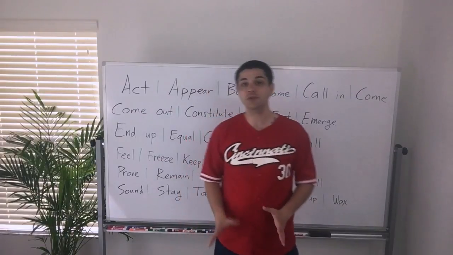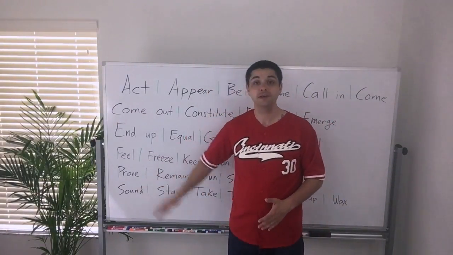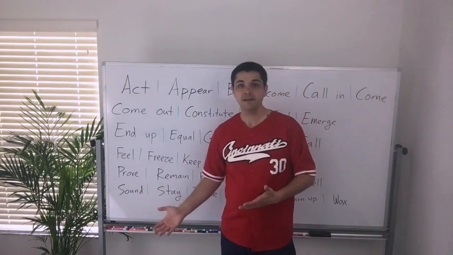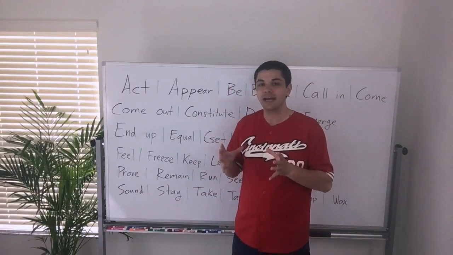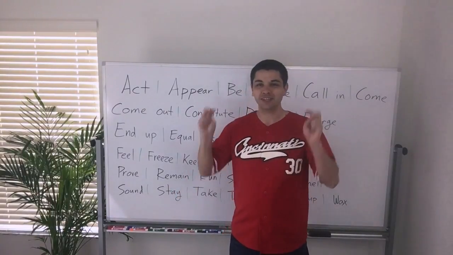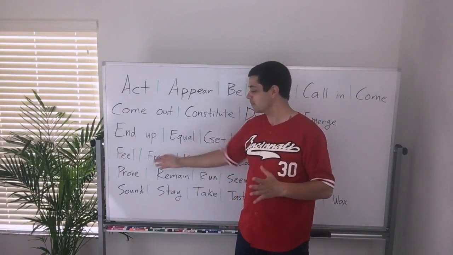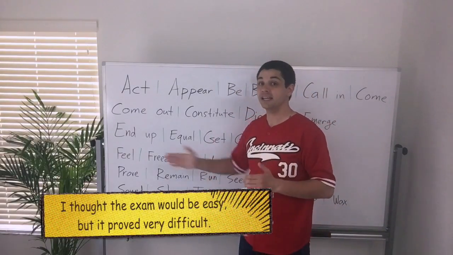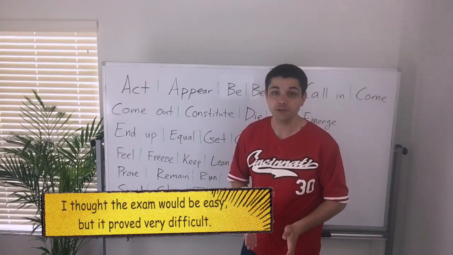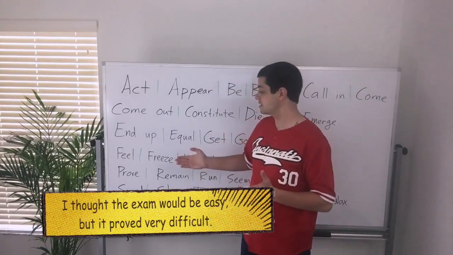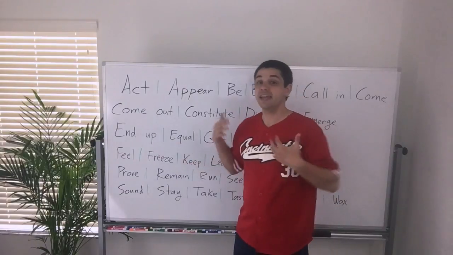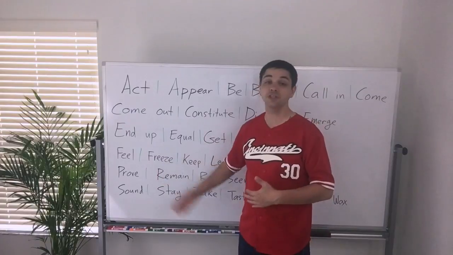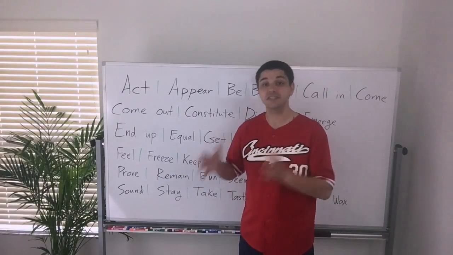Our next example is with the verb to prove. And this is really just another way to say to be, because it's talking about how it really is. So it's like really to be. For example, I thought the exam would be easy, but it proved very difficult. So it's similar to end up or come out, right? The end result was that this exam was difficult. It proved to be difficult, or it proved difficult.